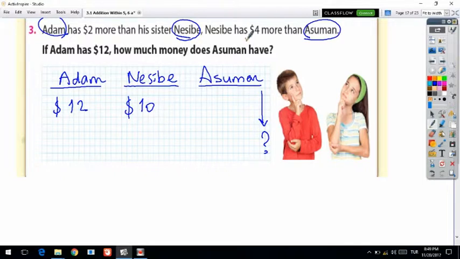Now let's continue. Nesibe has $4 more than Asuman. So Asuman has $4 less than Nesibe. Less than shows you minus, $4 less than, $4 minus. So 10 minus 4 is equal to, I am writing $6. Asuman has $6. So we got it right? Okay, let's continue.